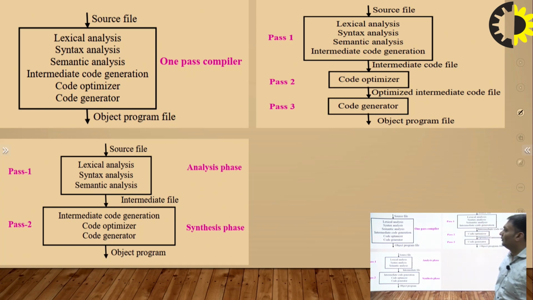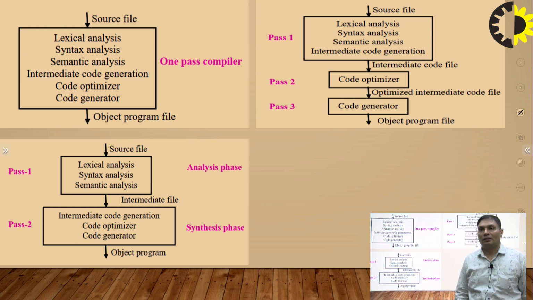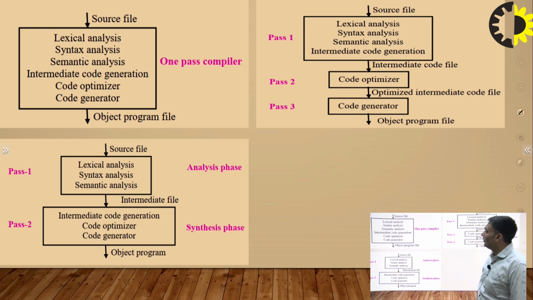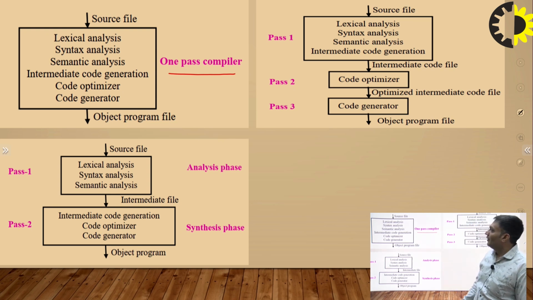We can see in this example that all 6 phases are grouped into a single pass. All phases are just combined into a single pass. So this is called a single pass or one pass compiler.